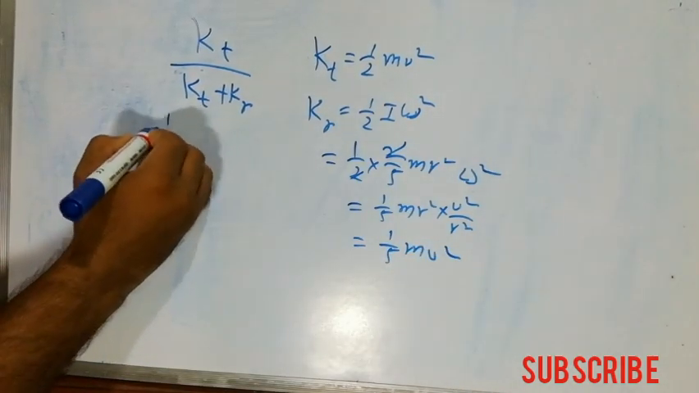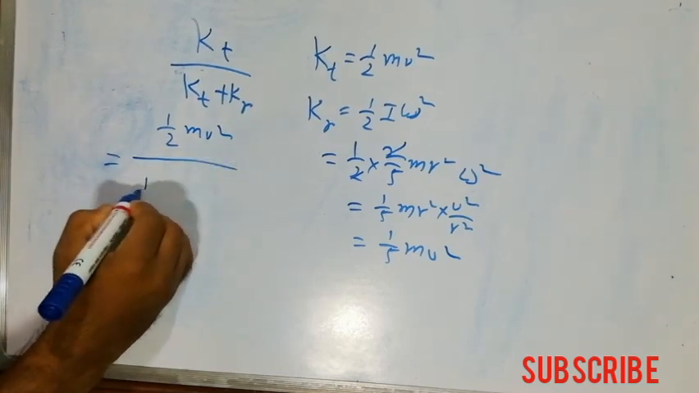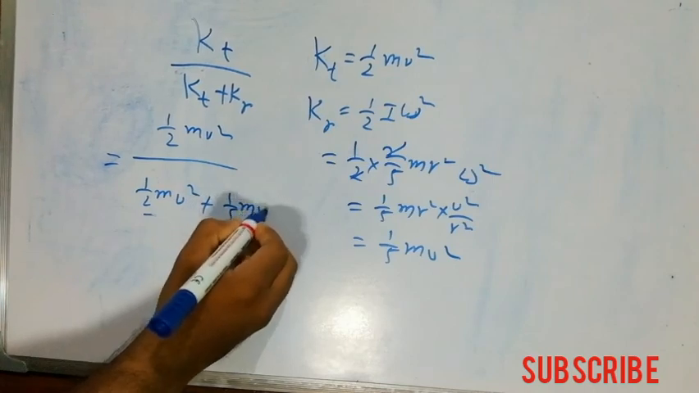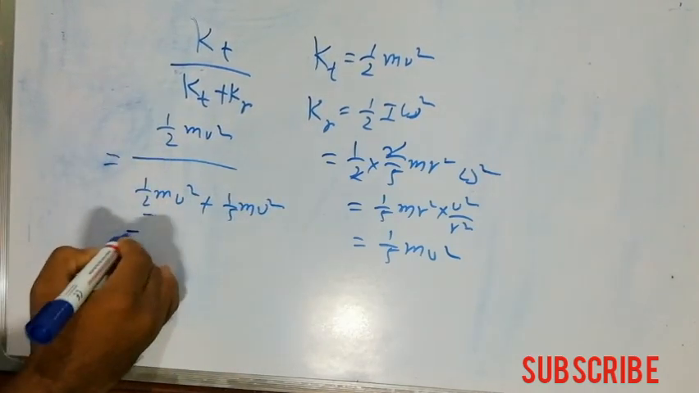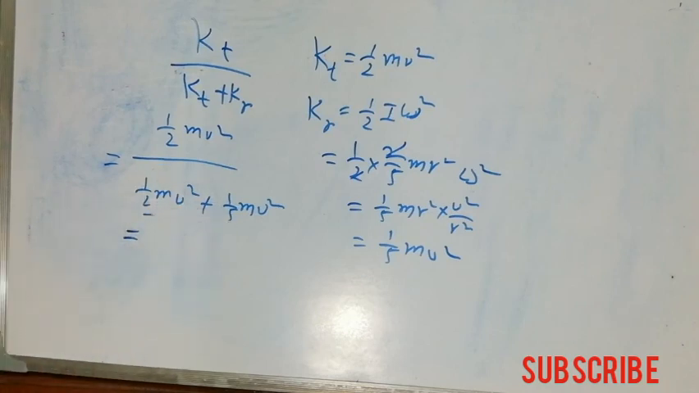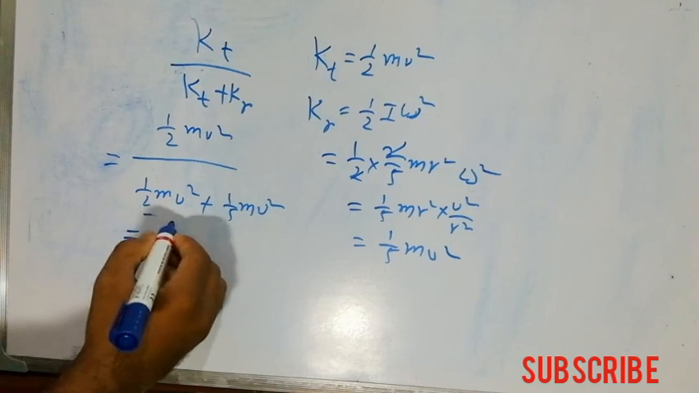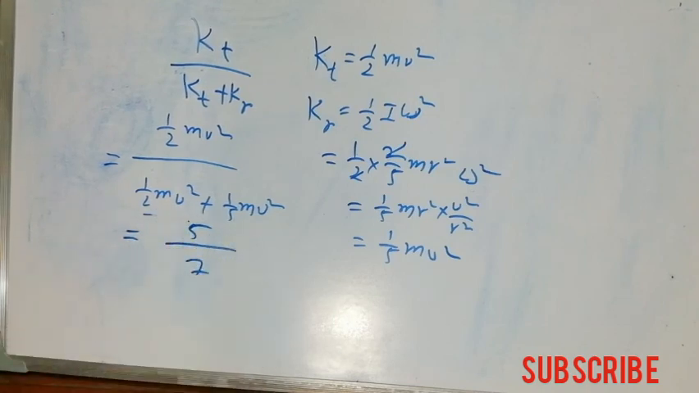So kT by kT plus kr is half m v square by half m v square plus 1 by 5 m v square, that is half by 7 by 10, so it becomes 5 by 7. Okay, so the option 4 is correct.